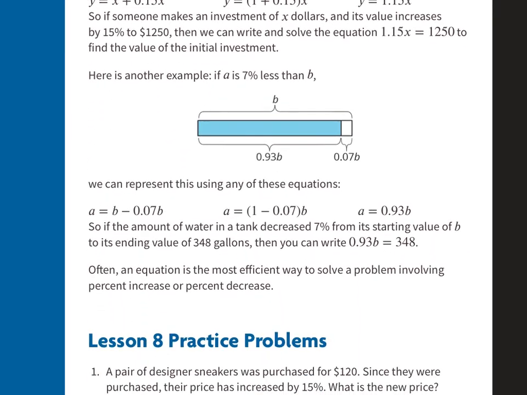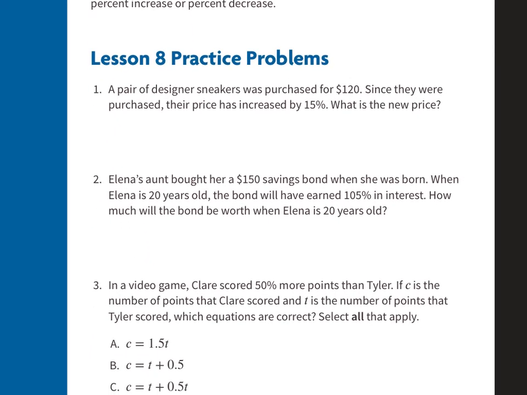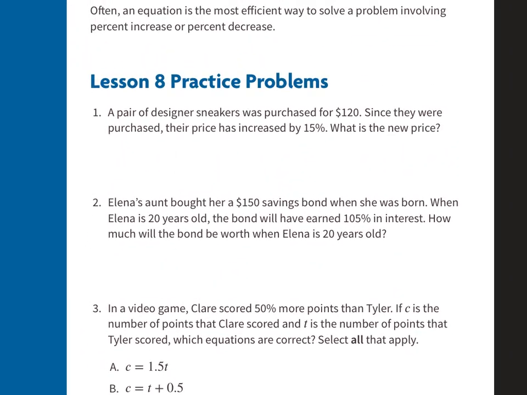Okay? Same thing as well. A is 7% less than B. So we're going to take away 7% from 100%, we get 93%. So A equals 0.93B. So if an amount of water in a tank decreases by 7% from its starting value of B to its ending value of 348, we could go 0.93B equals 348 and then divide it by 0.93 and we'll get our answer. Okay? Often the equation is the most efficient way to solve a problem involving percent of increase or decrease. Okay? Number 1 on your assignment and number 3 on your assignment are in Canvas.